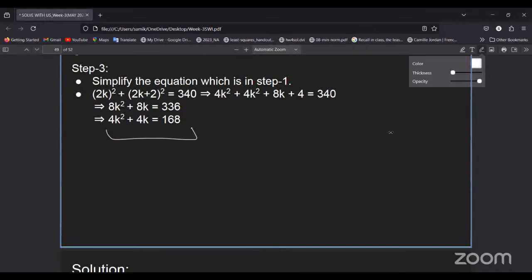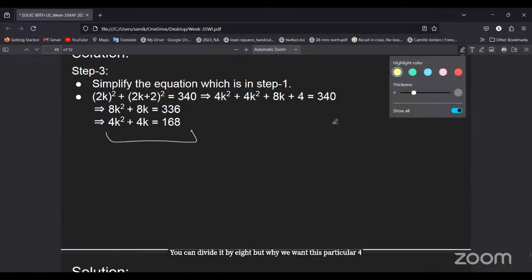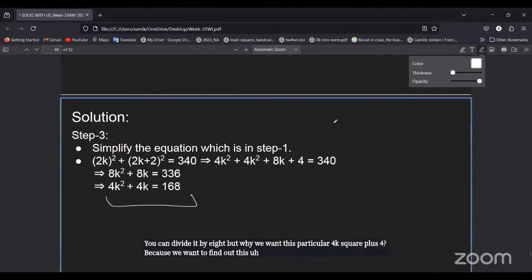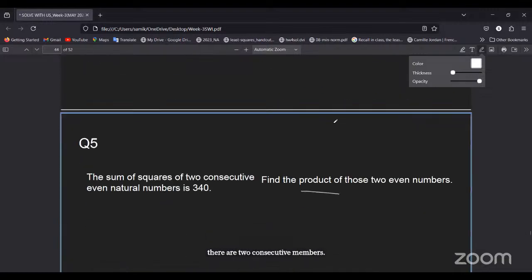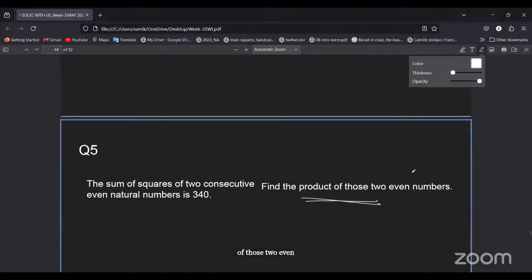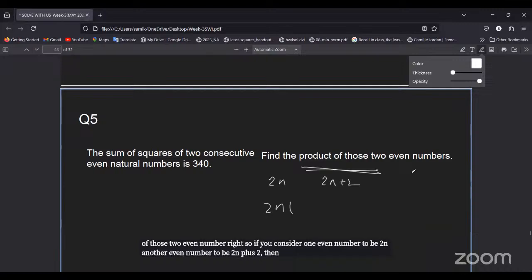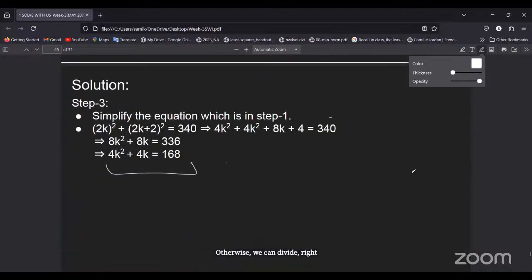Got it? It's not that tough. You can do it several ways, whatever comes to your mind. We can divide it by 8 also, right? But why do we want this particular 4n square plus 4n? Because we want to find the product of those two consecutive even numbers. If we consider one even number to be 2n and another to be 2n plus 2, then their product will look like 2n into 2n plus 2, and that will be 4n square plus 4n. That's why we won't divide by 8. Otherwise, we can divide by 8. Obviously, both can be done.